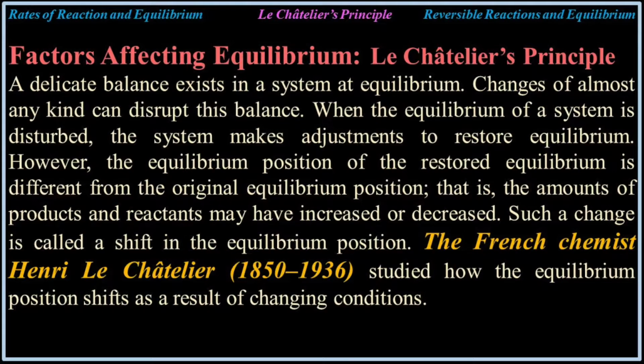Factors affecting equilibrium, Le Chatelier's principle. A delicate balance exists in a system at equilibrium. Changes of almost any kind can disrupt this balance. When the equilibrium of a system is disturbed, the system makes adjustments to restore equilibrium. However, the equilibrium position of the restored equilibrium is different from the original equilibrium position. That is, the amounts of products and reactants may have increased or decreased. Such a change is called a shift in the equilibrium position.